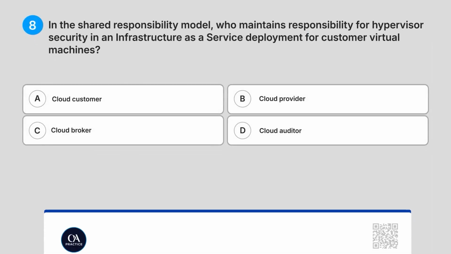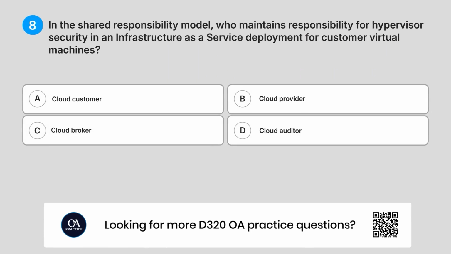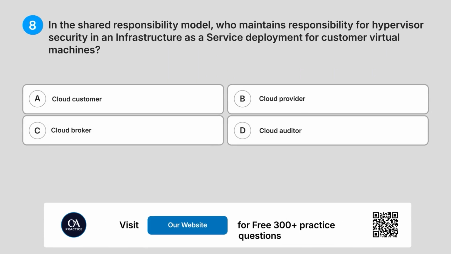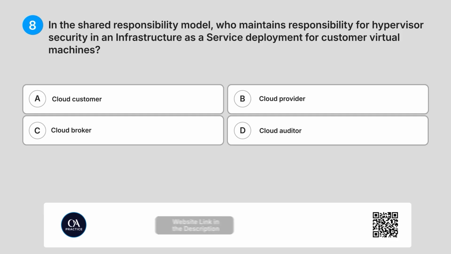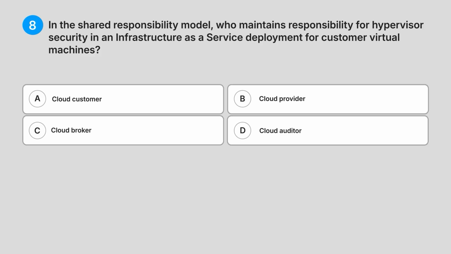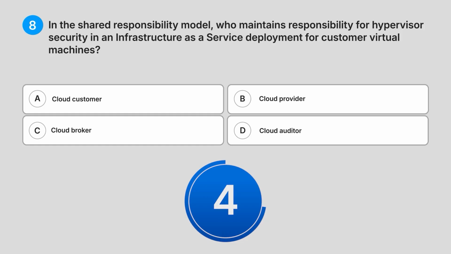8. In the shared responsibility model, who maintains responsibility for hypervisor security in an infrastructure as a service deployment for customer virtual machines? A. Cloud customer. B. Cloud provider. C. Cloud broker. D. Cloud auditor. Do you know the answer?